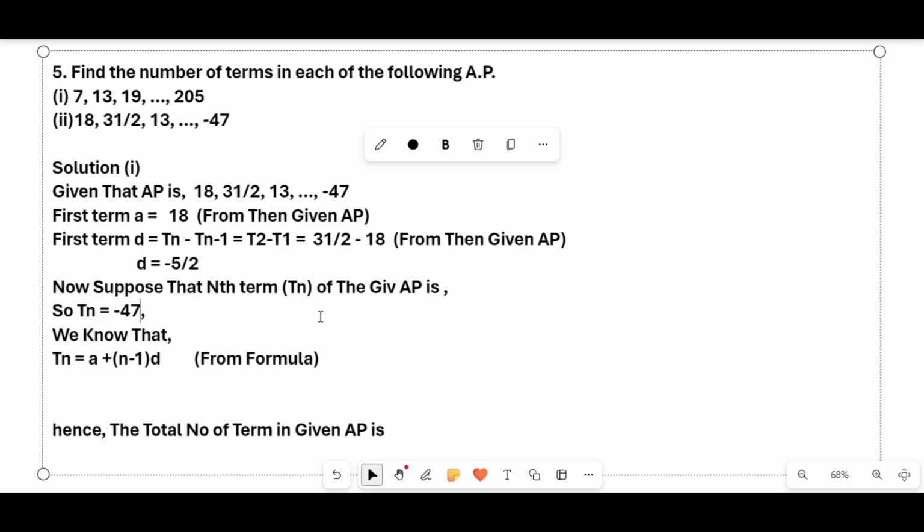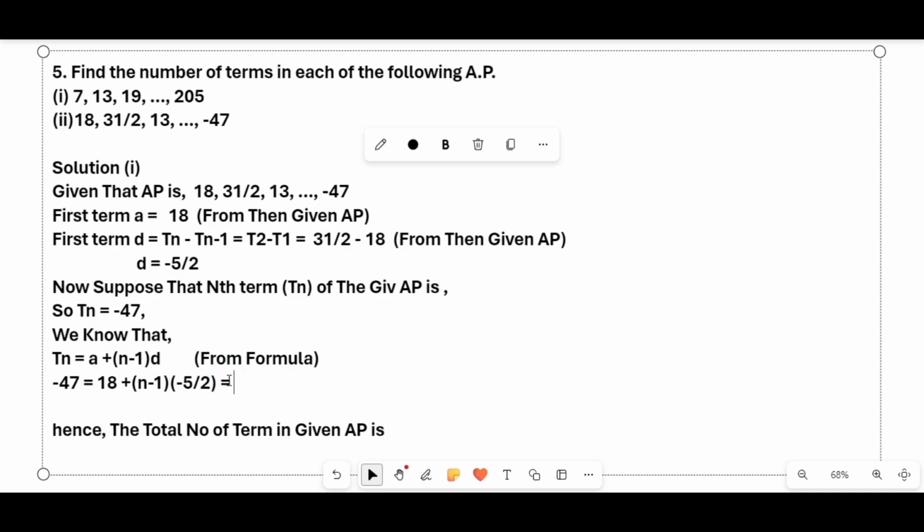Okay, so we just put the value here: minus 47 is equal to A, which is 18, plus n minus 1, and D will be the negative value, so we just put it in brackets.